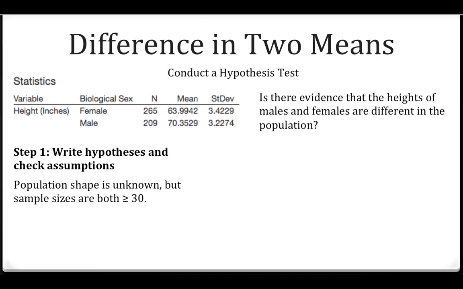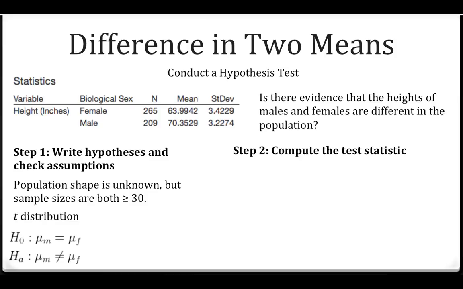The population shape is unknown, but our sample sizes are both at least 30, so we can use the t-distribution. This is a two-tailed test because our research question just asks if the means are different in the population. It doesn't give us a specific direction. Step 2, compute the test statistic.